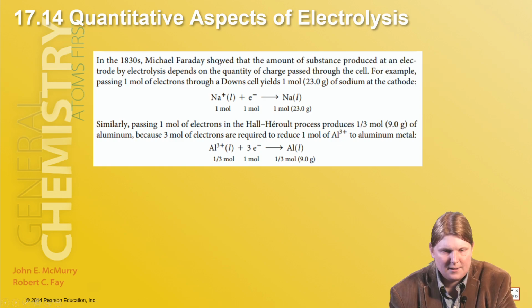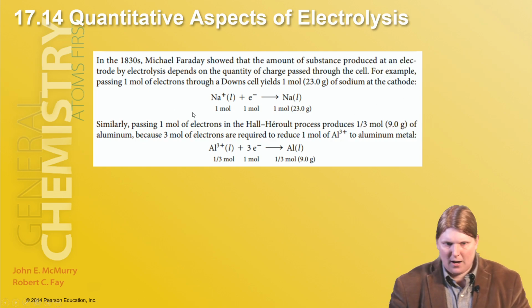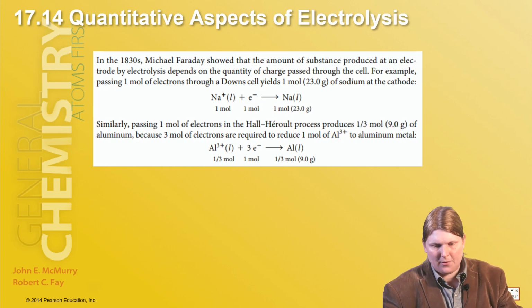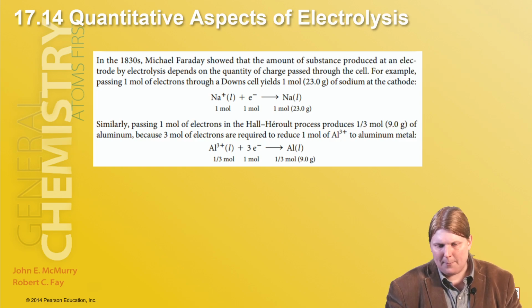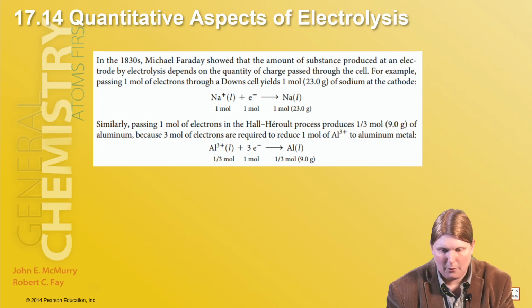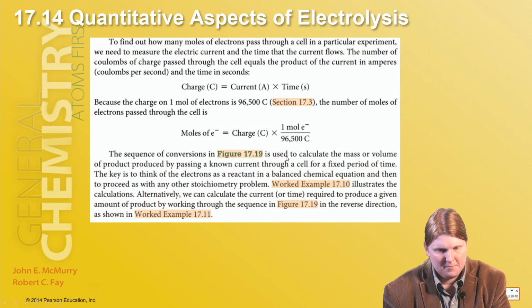Michael Faraday in the 1830s showed that an amount of substance passed through an electrode by electrolysis depends on the quantity of charge. So this is now how we can quantify electrolysis. And I skipped over one part, but this is the last thing we're going to cover here. If we want to produce a mole of sodium metal, we'll need to use a mole of electrons to compensate for that. So the more electrons we apply, the more material we're able to pull out of a solution by electrolysis.